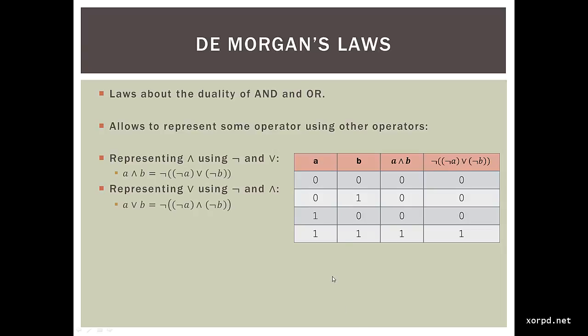And these are the two laws. This one and this one. The first one is about representing AND using NOT and OR. The second one is about representing OR using NOT and AND. You can probably see that those two laws are really similar. They are just about flipping the OR and the AND. If we turn this AND into OR, or this OR into AND, we get the same formula.